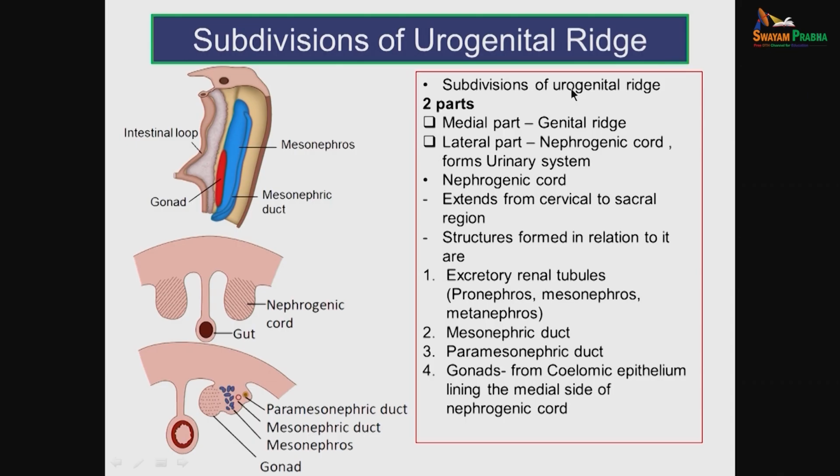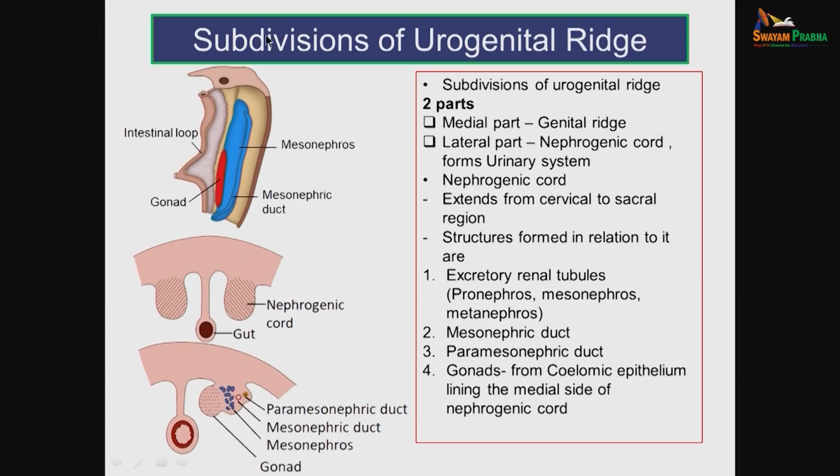So, there are various subdivisions of the urogenital ridge. The medial part of the ridge is the genital ridge and lateral part is called as nephrogenic cord. Lateral part is called as nephrogenic cord, which is going to form the urinary system. So, the medial part is going to form the gonad, male and female gonads, and lateral part is going to be called as nephrogenic cord.